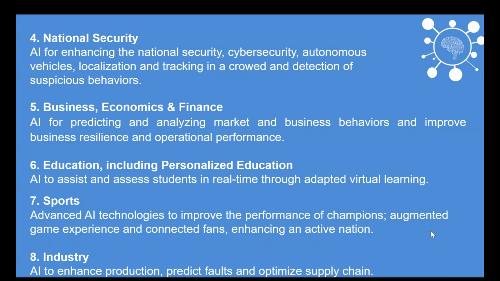National security is another topic where this cluster is interested. AI for enhancing national security and safety, cyber security, autonomous vehicles, localization and tracking in crowds and detection of suspicious behavior, related to national security and big events that Qatar is going to host, and different types of sports and conferences and in the airports. So such type of system actually is useful to predict suspicious behavior, give right decisions, and make the right alerts upfront.